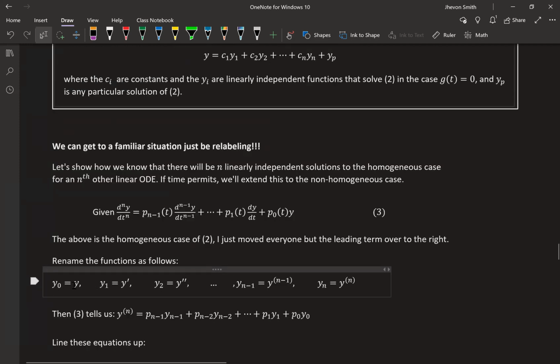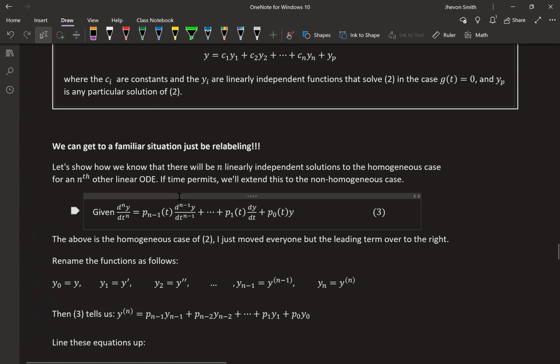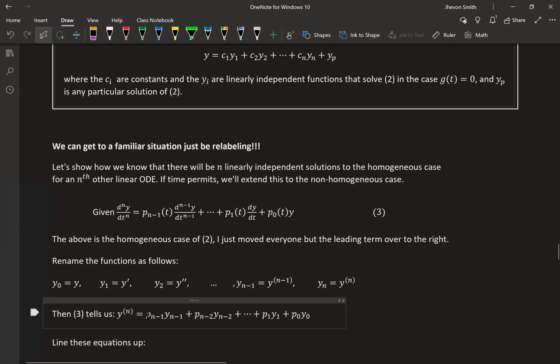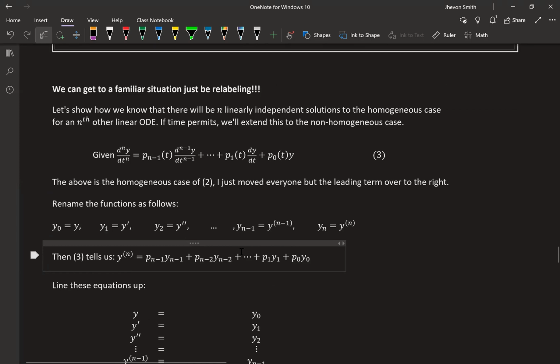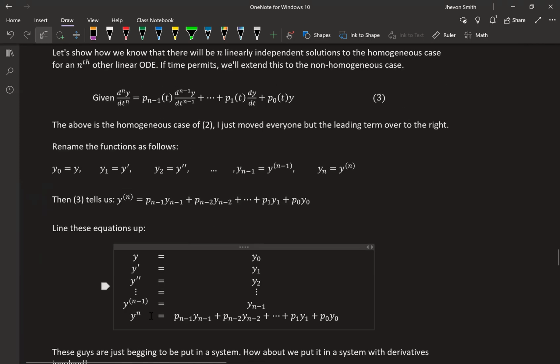Relabel. Call my y, y0. Call my y prime, y1. Call my y double prime, y2, and so on and so forth, all the way up to calling my nth derivative of y, y sub n. Then that means if I move these guys to the right side, I can write my nth derivative in this form, right? Where now, at least notation-wise, there are no derivatives. You can line up these equations: y equals y0, y prime equals y1, y double prime equals y2, etc.